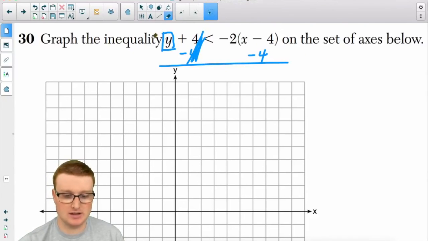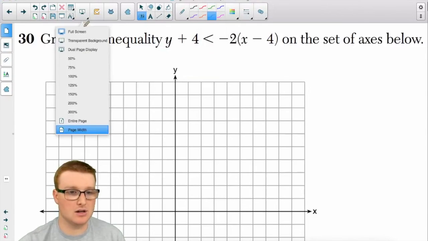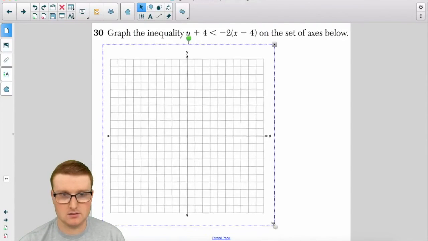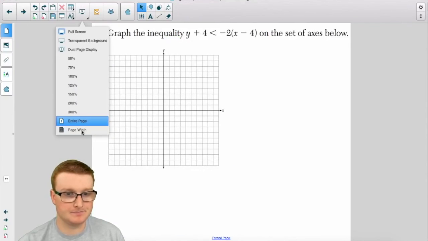Okay? We get, I'm going to put it over here. I'm actually going to shrink this graph down because it is ridiculously large. Give me 1 second here. There we go. That's a little bit better.